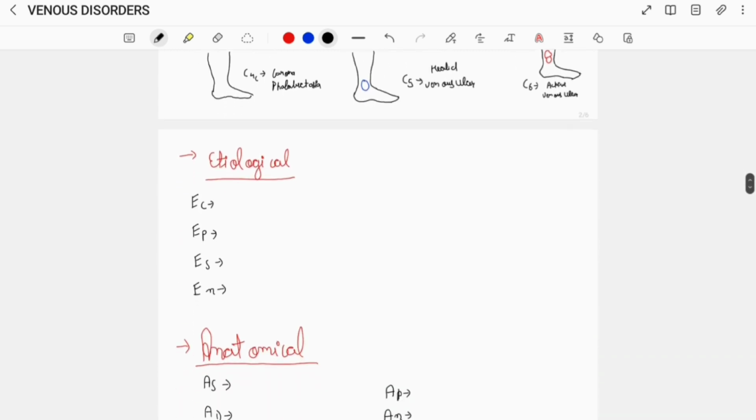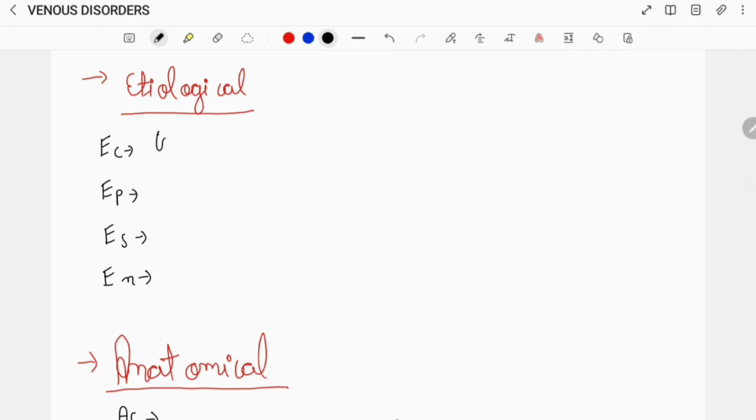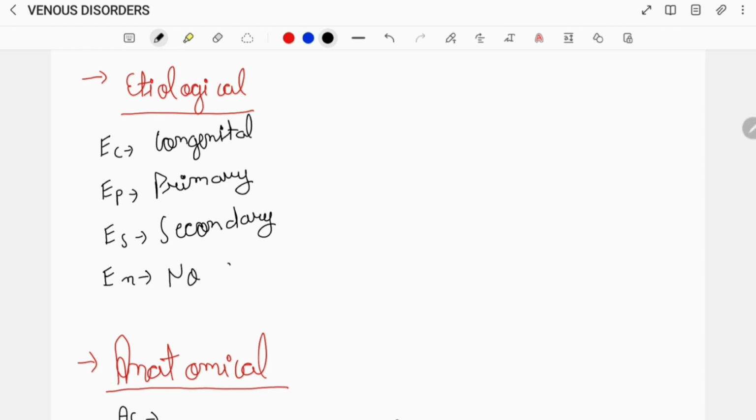Next, what we have is the etiological classification, wherein first we have EC, which stands for congenital cause. EP stands for primary varicose veins. ES stands for secondary varicose veins, which means it has occurred due to some disease. And then we have EN, wherein there is no etiology identified.